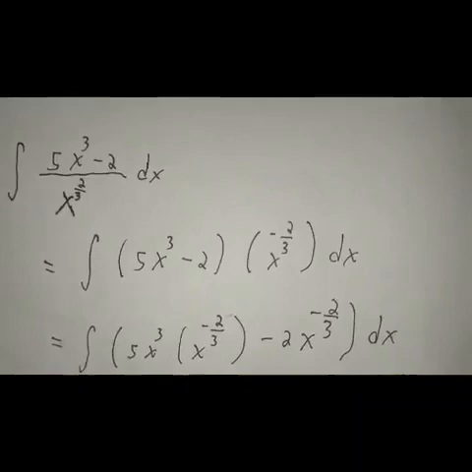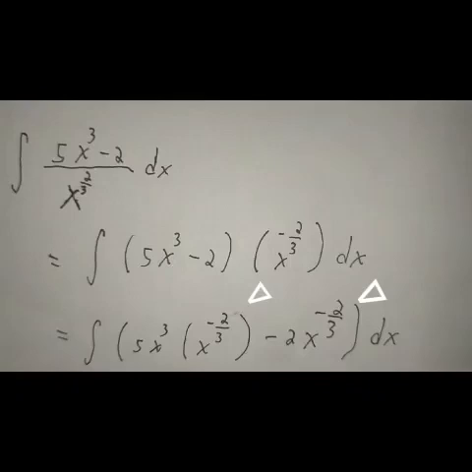To solve this kind of problem, find the integral of 5x to the power of 3 minus 2 over x to the power of 2/3. Transfer the x to the power of 2/3 to the numerator and change the sign of the power. Distribute x to the power of negative 2/3, then apply the laws of exponent.